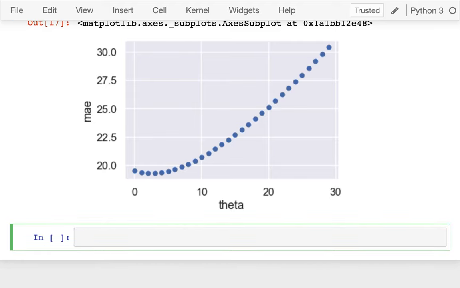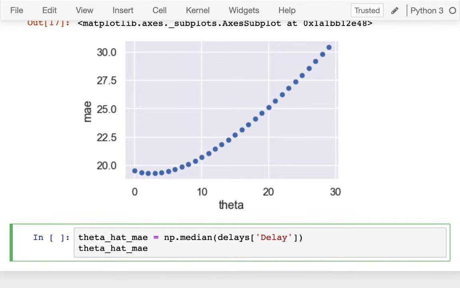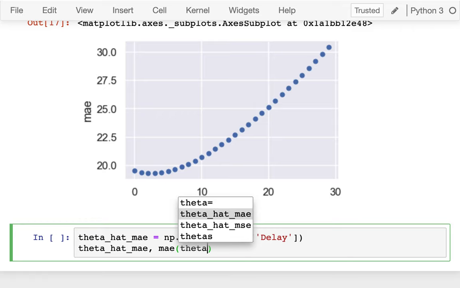So I can find the minimizing theta for the mean absolute error. It's the median, which we just showed. Here is that theta along with its mean absolute error.